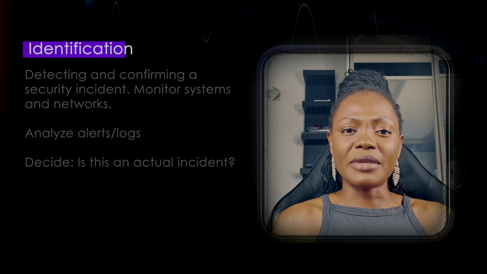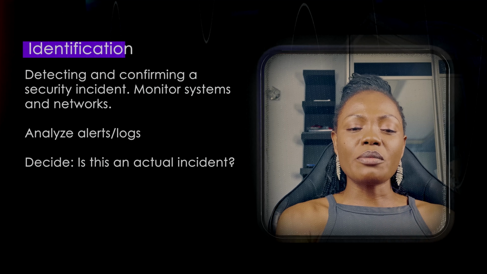Now, in the identification stage, what does identification mean? Identification just means that you detect and then you confirm that it's really a security incident. Sometimes you detect and eventually find out it's a false positive. Then you close the ticket. But in the case where you detect and confirm that it's actually a security incident, this is where identification comes in, where you're monitoring the system and the network, you're analyzing the logs, and you are deciding if it's really an incident. In this case, maybe the SIEM detects that there is an attempt to log into your server from a foreign country, a country where none of your employees reside.